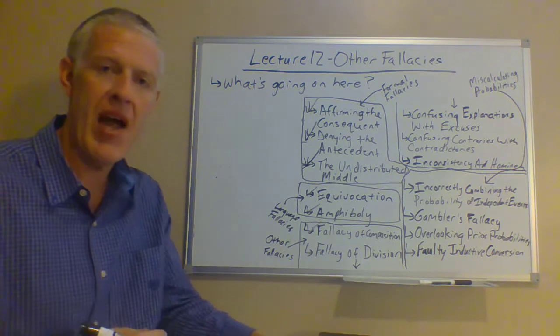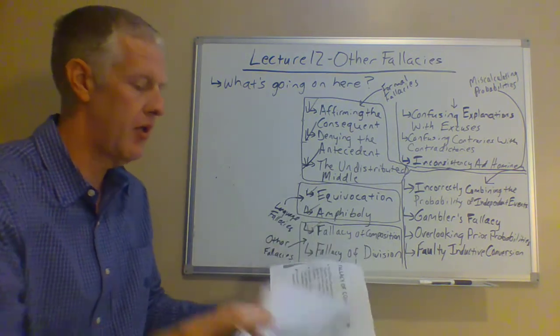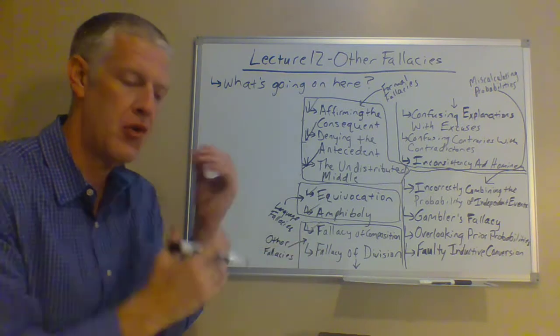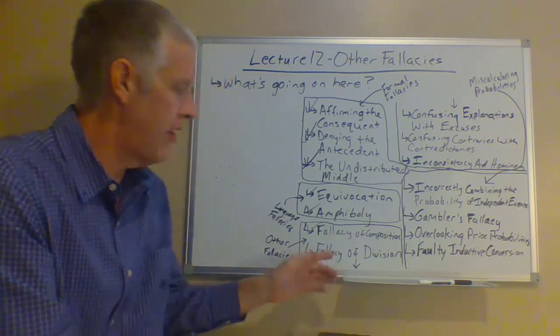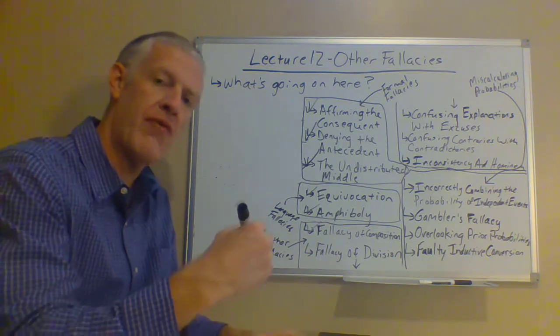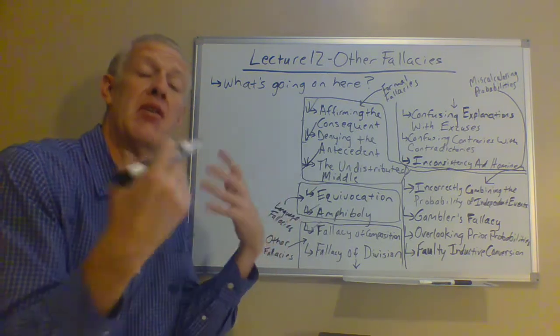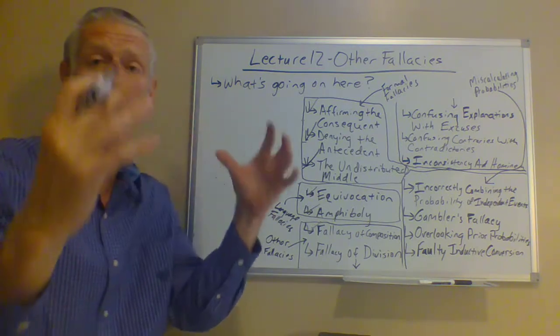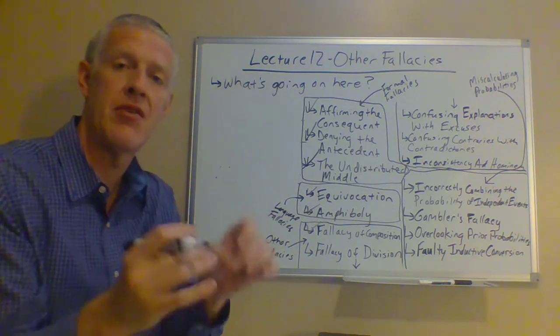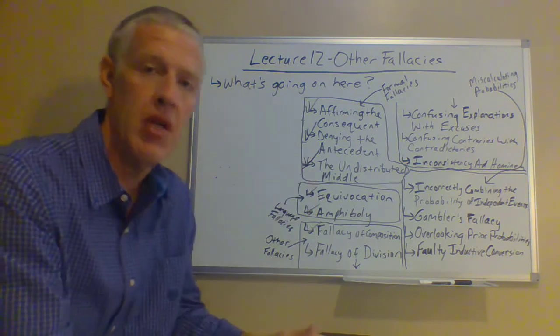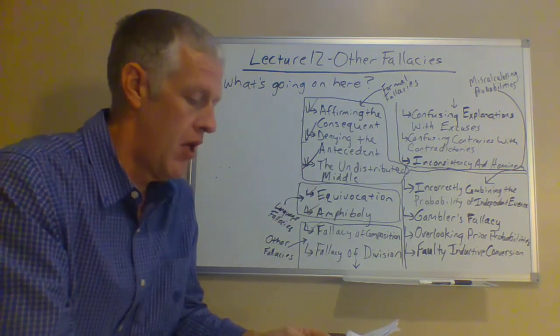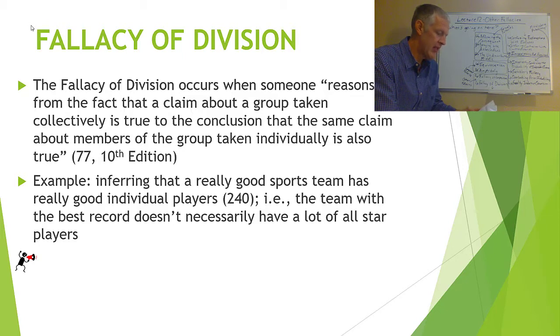Then turning to slide 9, we'll discuss a very similar mistake, but working in the reverse direction. The fallacy of division works in reverse, where you infer that because something is true of the whole or the group, it's then true as well of the individuals comprising the group. But that doesn't follow. That's not always the case. As I mentioned at the top of slide 9, the fallacy of division occurs when someone, quote, reasons from the fact that a claim about a group taken collectively is true to the conclusion that the same claim about members of the group taken individually is also true. Again, that is a mistake.